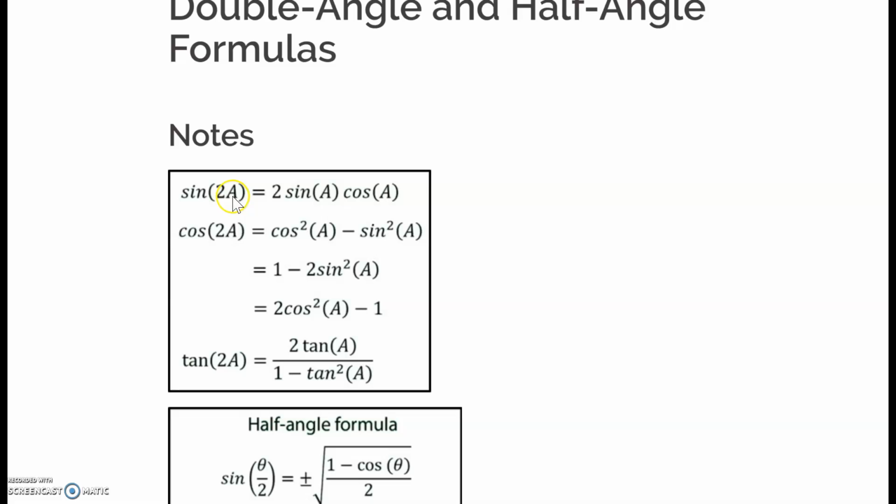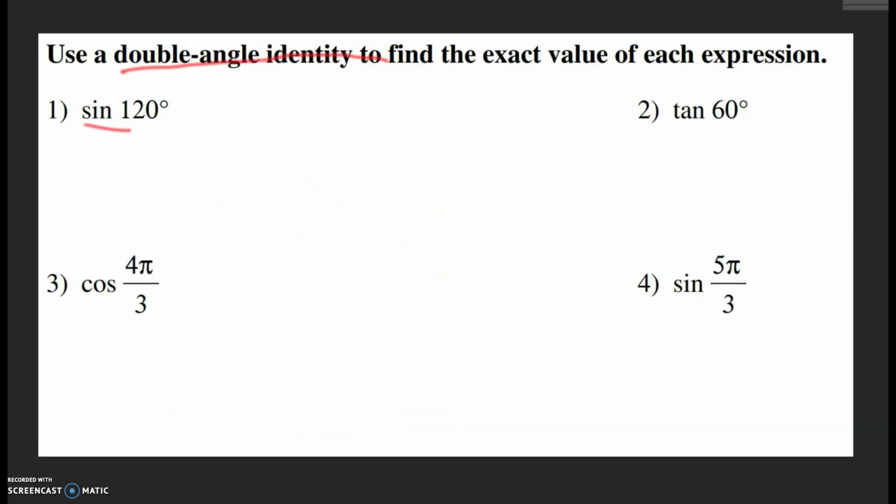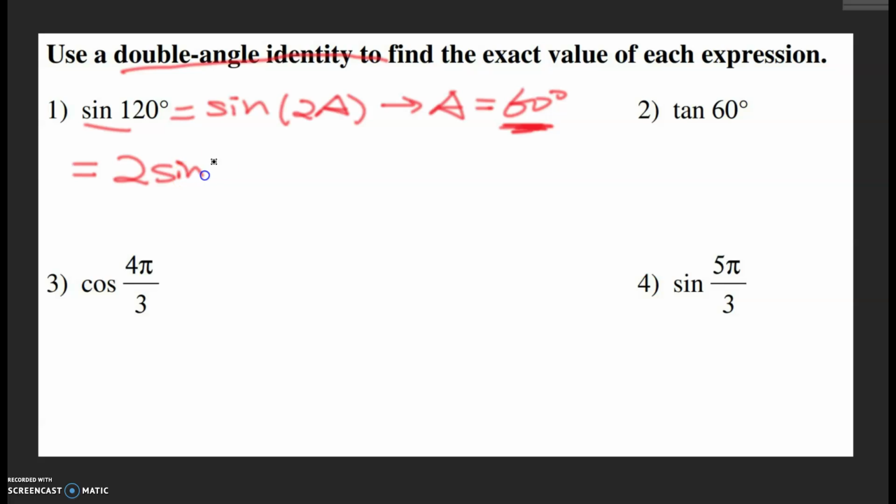The sine of two angles equals 2 multiplied by sine of angle A multiplied by cosine of angle A. So let's write it down first. Sine of 120 degrees. Remember, this is sine of 2A. So what is A? A will be, in this case, 60 degrees, because twice 60 degrees gives us 120. So sine of 2A equals 2 sine of A, which is 60 degrees in this case, multiplied by cosine of A.